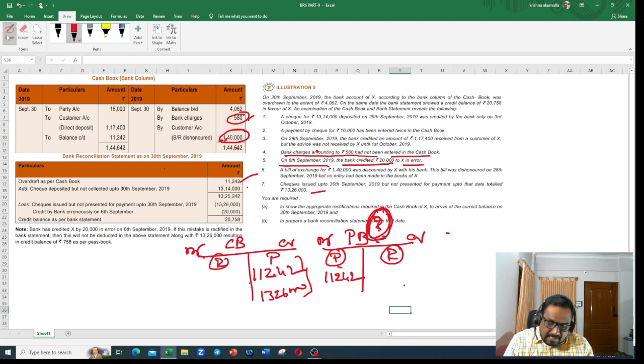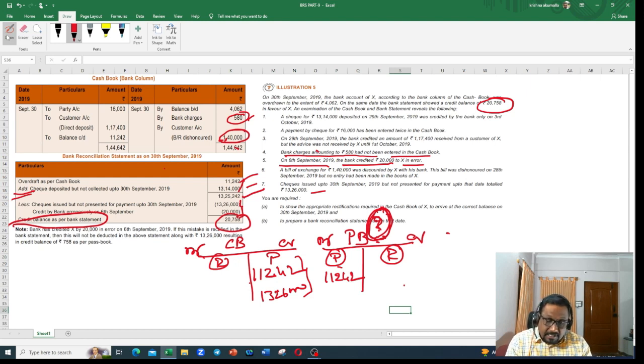Now, what am I supposed to do? 11,242 plus 13,14,000, because it is an add, right? So I added these two and it has come to 13,25,242, and these two I need to subtract. I subtracted from this, then I got 20,758. That is the balance they have given here as per passbook, 20,000. That's all. This is the credit balance as per bank statement.